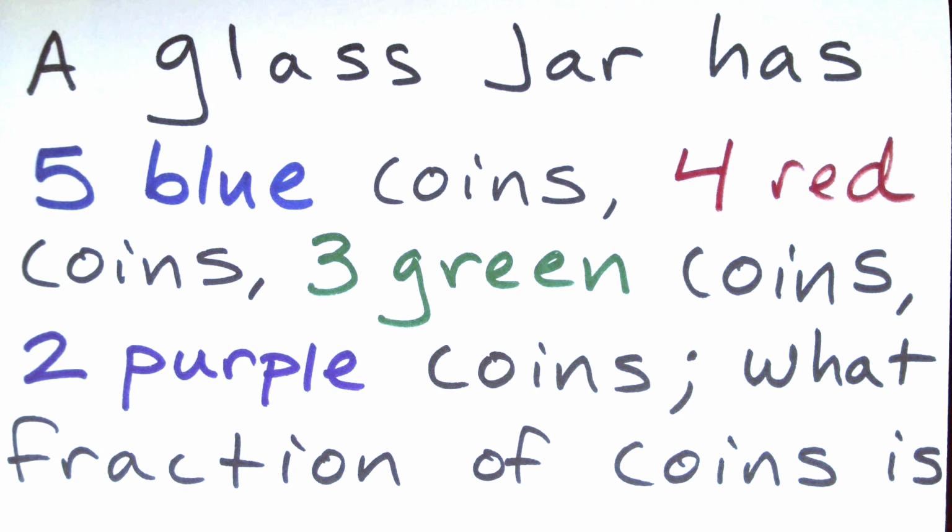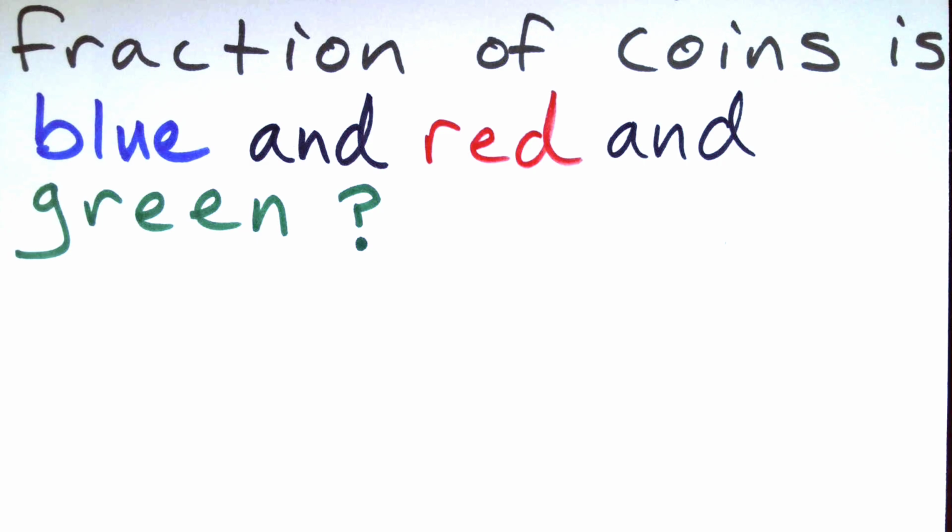In this part 112 video, we have test sample question number 7. Let's get right on into it. Do it. A glass jar has 5 blue coins, 4 red coins, 3 green coins, 2 purple coins. What fraction of coins are blue and red and green? So blue and red and green.